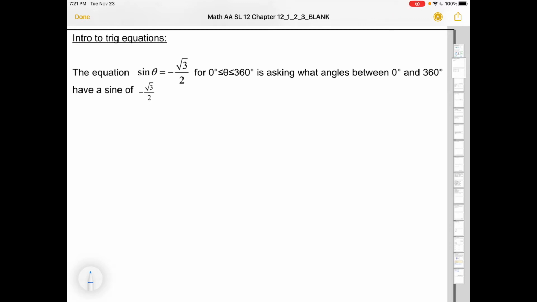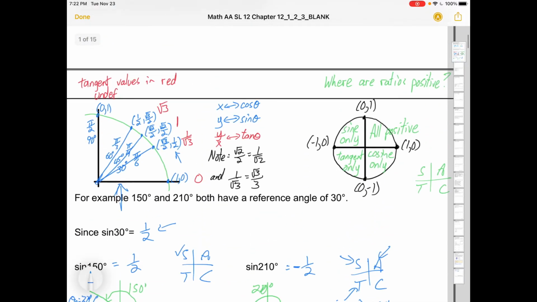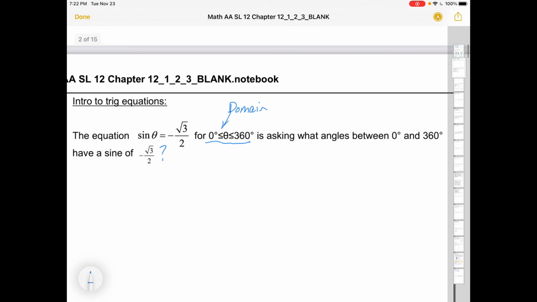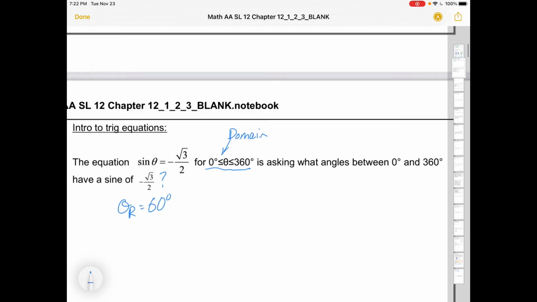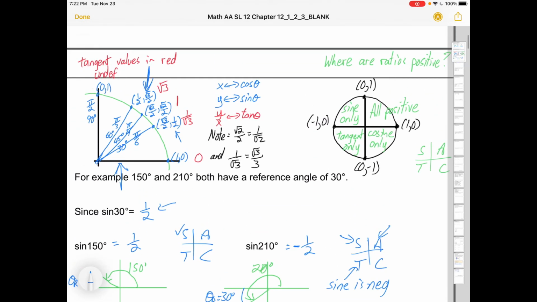So if you see the equation sine theta equals negative root 3 over 2 for this domain, okay, so this is just a domain, it's not telling you what the equation is, it's just asking what angles between 0 and 360 have a sine of negative root 3 over 2? Well, let's see, sine of root 3 over 2, that happens right here, because sine is y value. It happens at 60 degrees. Okay, let's forget about the negatives. So it means that we're talking about a reference angle of 60 degrees if we were talking about a sine of, again, root 3 over 2.